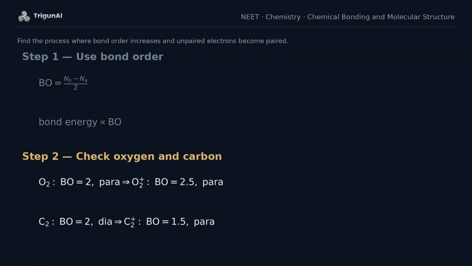For oxygen, the bond order increases, but it remains paramagnetic, so it fails the magnetic condition. For carbon, the bond order decreases and the magnetic behavior changes the wrong way.